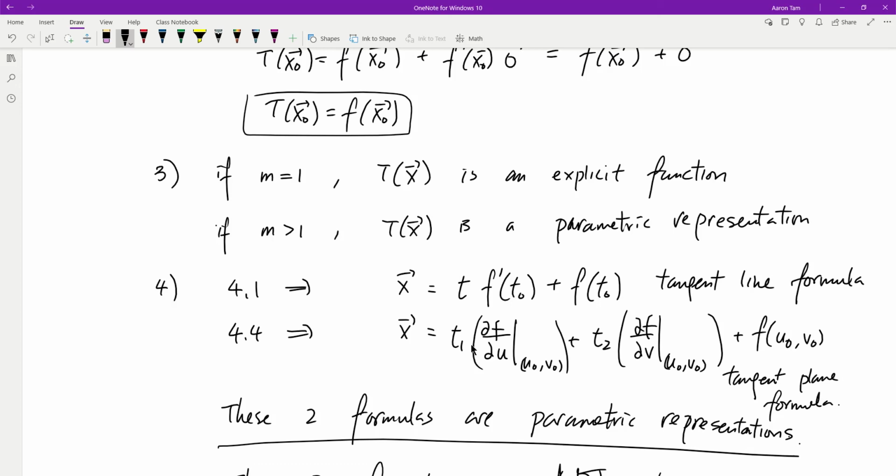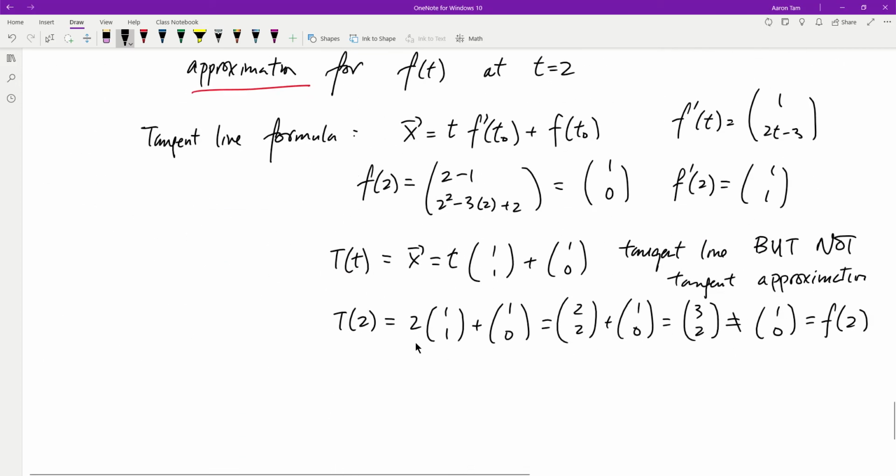They're both tangent line and tangent plane formulas, as well as tangent approximation formulas. These two formulas on screen, from 4.1 and 4.4, are not tangent approximation formulas because they are simplified to take advantage of the fact that they are parametric. Therefore, we don't need to care too much about the specifics, because you can have multiple representations that will still work. So these two would definitely form a tangent line or tangent plane, they just won't be a tangent approximation.